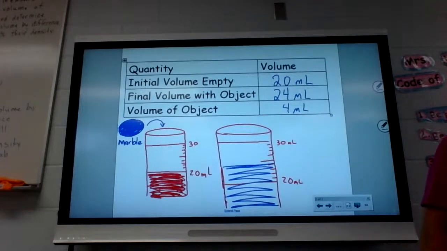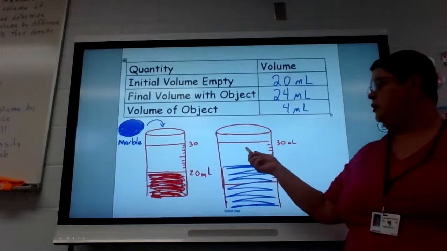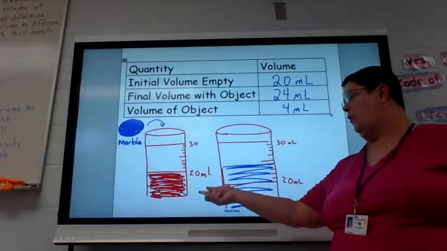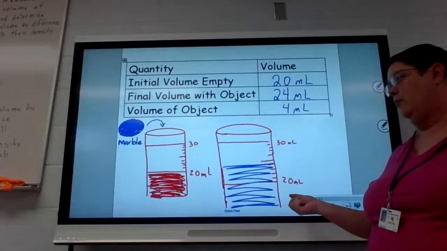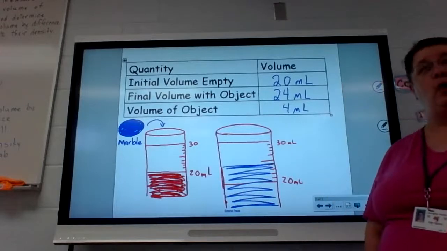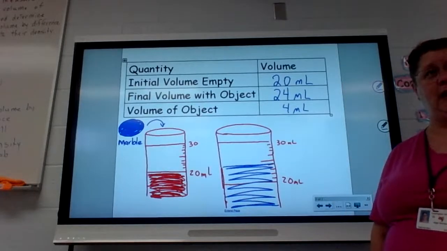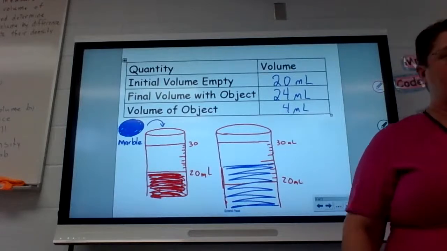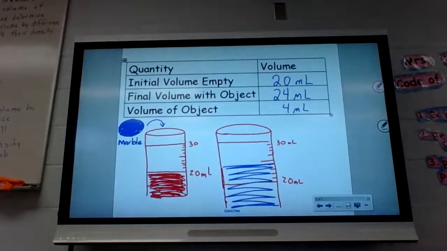Now, there's a lot of empty space around the marble. So by using the water, we can see how much the water went up from adding the marble. It's called reading by difference. You see how we did that? Okay, because you're going to do that with several objects in the lab. All right.